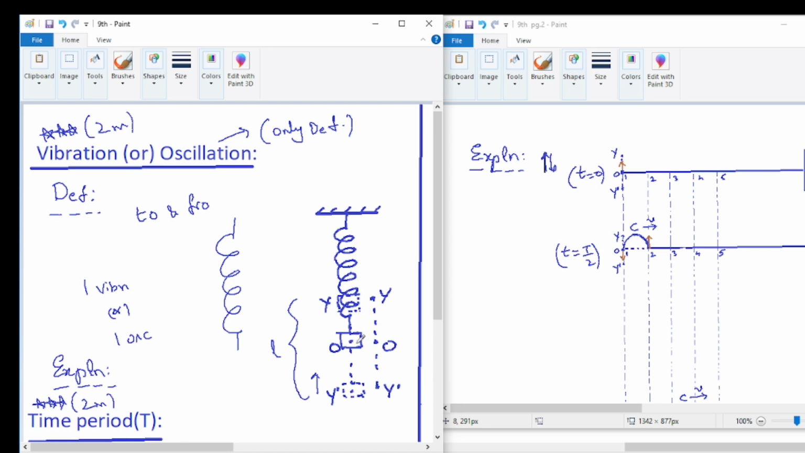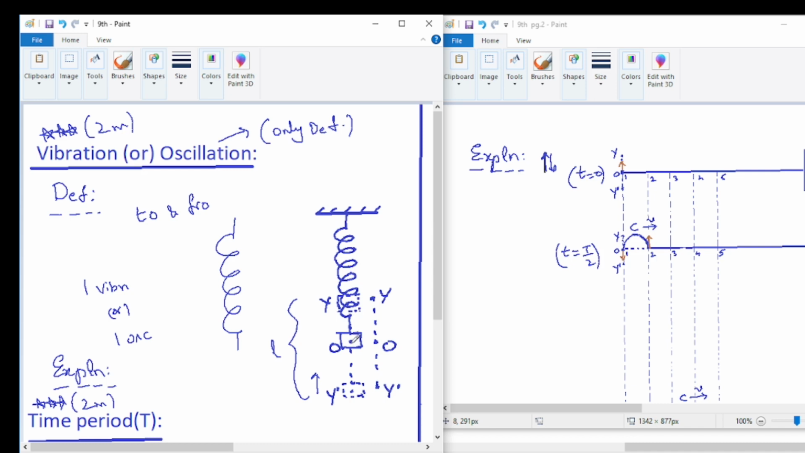Whenever the motion of the load is in the upper half, supposing it's going from O to Y and then back to O, this is completely in the upper half of the path. That's why this is called the upper half of the vibration. What is the upper half of the vibration? From O to Y and back to O. This is the complete upper half of the vibration.